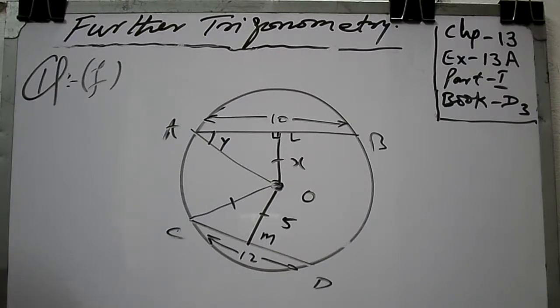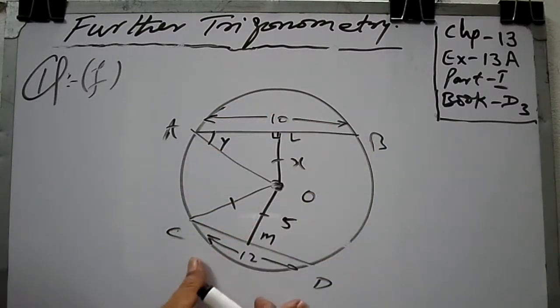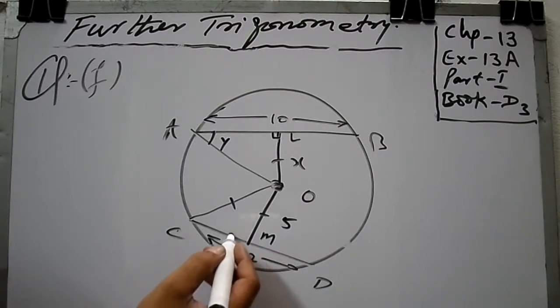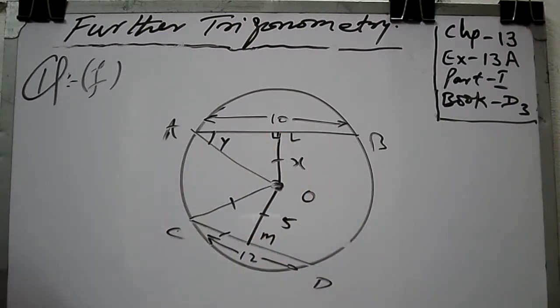So first of all, as M is the midpoint of CD and L is the midpoint of AB, AB is given that is 10, CD is given that is 12, so you can find easily this portion, because divided by 2 you will get 6 and 6 also. So taking M as a center, CM will be equal to 12 divided by 2, you will get 6 centimeters.